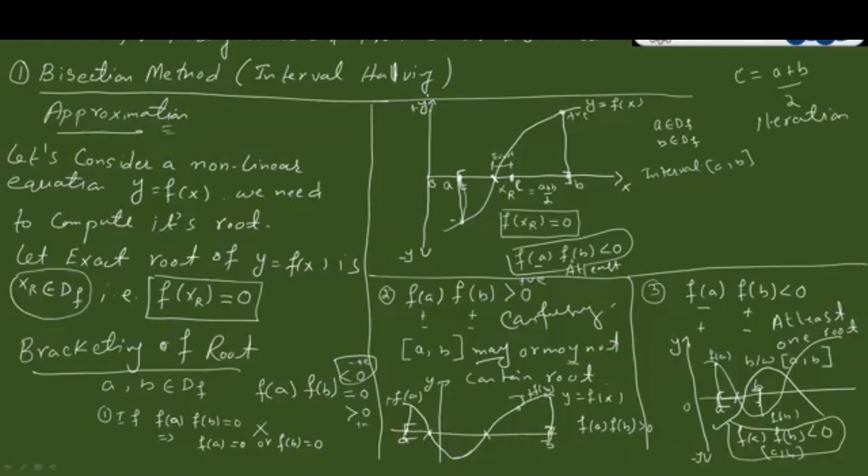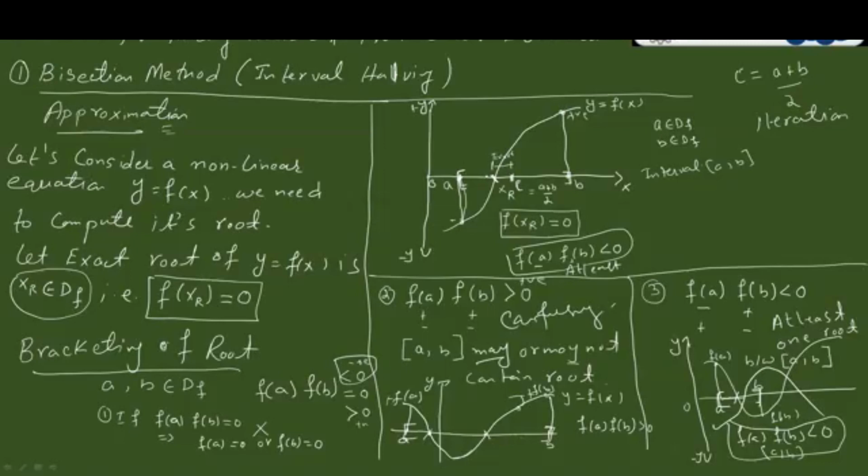Now I have two intervals, that's why it's called halving. I have one interval there, A to C, and the other interval is C to B. You can clearly see from the diagram the root lies between A and C. Where, I don't know, but it is somewhere in between A and C. So if I repeat this process again, that is compute the midpoint of A and C, it will be somewhere there.